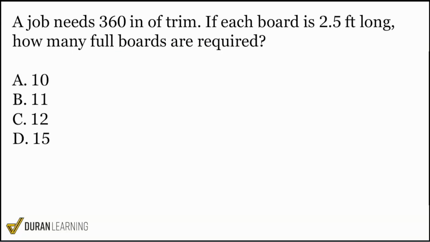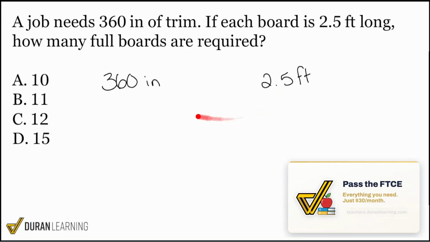Okay, so we are trying to figure out how many full boards are required here, and what we know so far is that a job needs 360 inches of trim, and each board that we're cutting is 2.5 feet long. So we have a total of 360 inches to work with, and each board is 2.5 feet. So before we even think about those conversions, anybody, what operation are we thinking of between these two values?